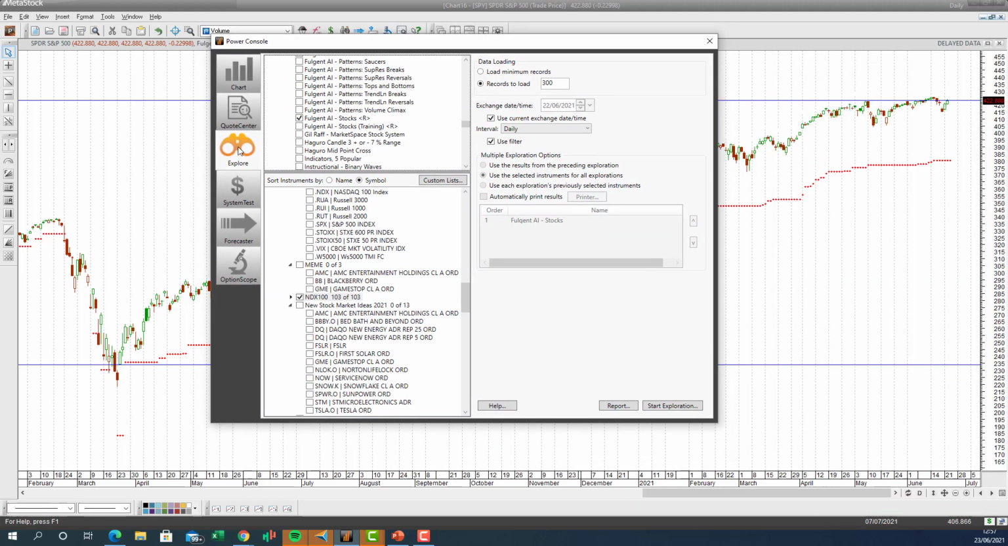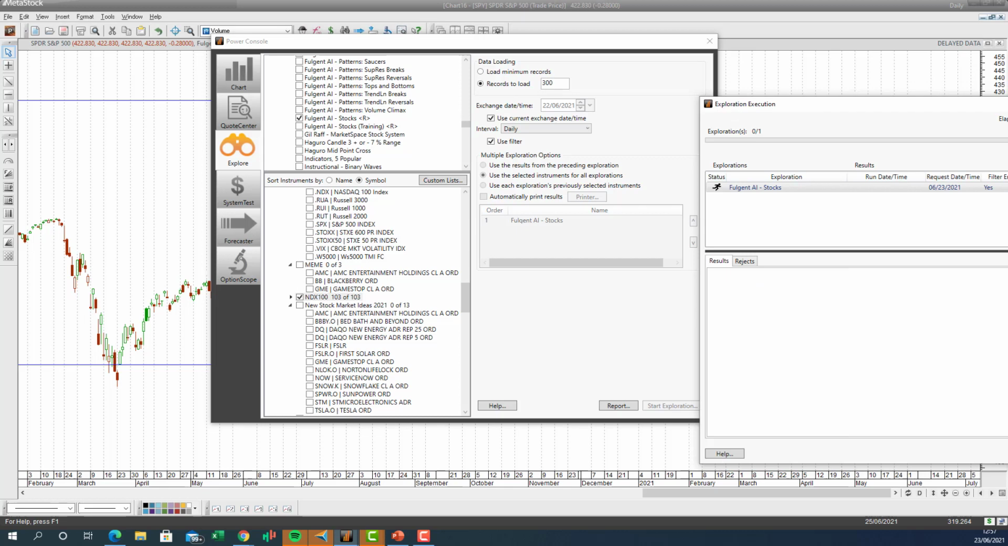Nevertheless, I've got the Explorer open. I've selected the Fulgent engine that sits on the Metastock platform there. You see there's quite a lot of other trading strategies on the Metastock platform, something for everyone. But today we're focusing on the artificial intelligence engine. I've got the Nasdaq100 selected, and I'm going to start the exploration. This will take a couple of minutes.